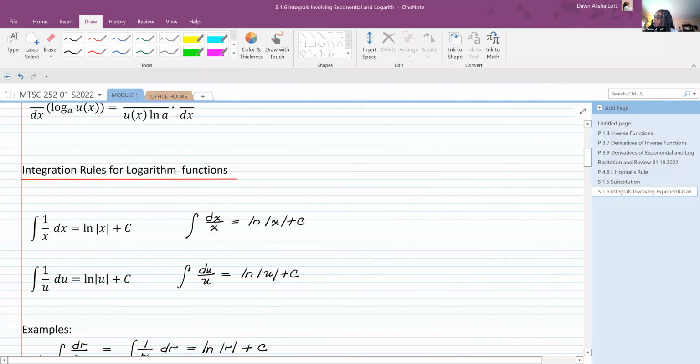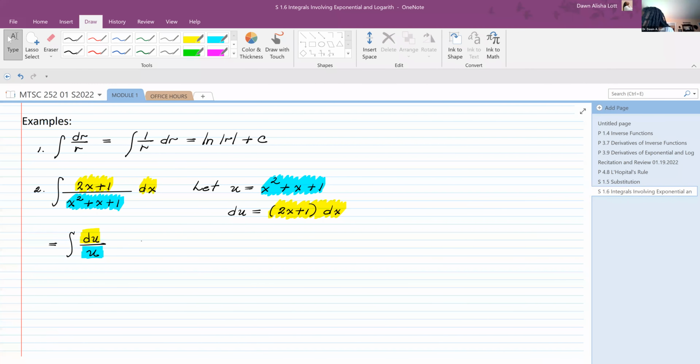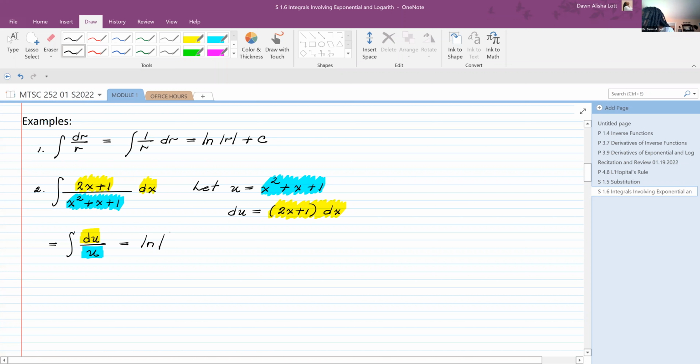That's the log of the absolute value of u plus a constant. So my answer, all done, is the log of the absolute value of x squared plus x plus 1 plus my arbitrary constant. Okay, any questions about that?